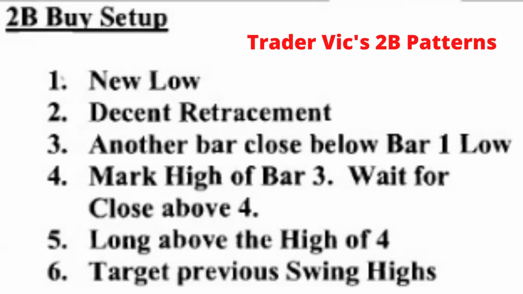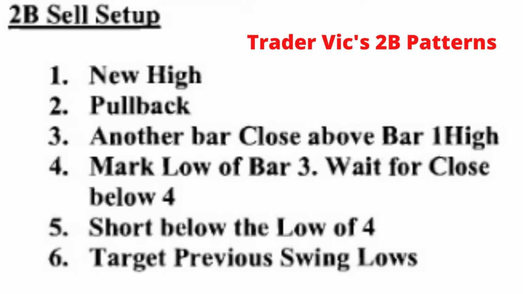2B buy setups. Here are some of the 2B buy setups. New low, descent, retracement, another bar close below bar 1 low. Mark high of bar 3, wait for close above 4. Long above the high of 4, target previous swing high.